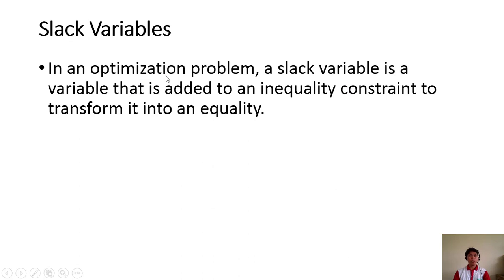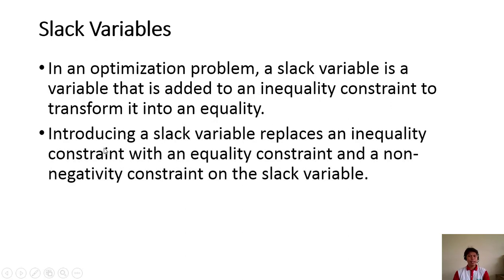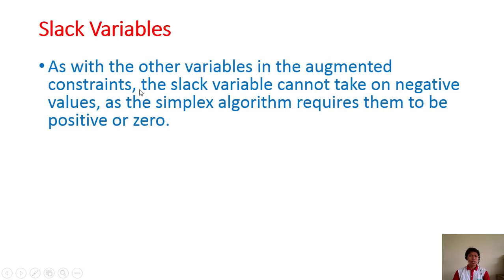In an optimization problem, a slack variable is a variable that is added to an inequality constraint to transform it into an equality. Introducing this, the slack variable replaces an inequality constraint with an equality constraint and a non-negativity constraint on a slack variable. As with the other variables in the augmented constraints, the slack variable cannot take on negative values, as the simplex algorithm requires them to be positive or 0.